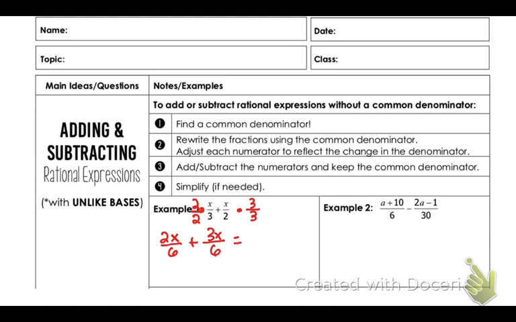Now I can go ahead and combine them. So 2x plus 3x is 5x over 6. There's nothing I can simplify. I can't factor anything here. The 5 and 6 don't cancel out, so then we're done.